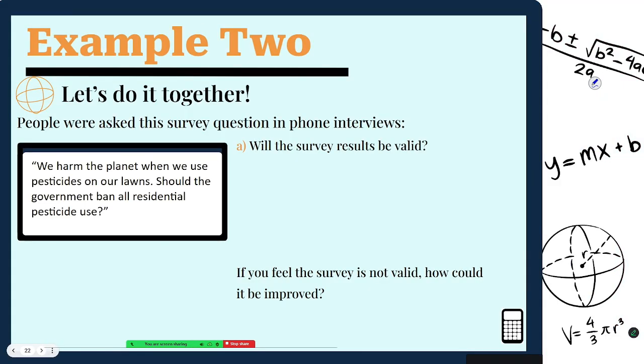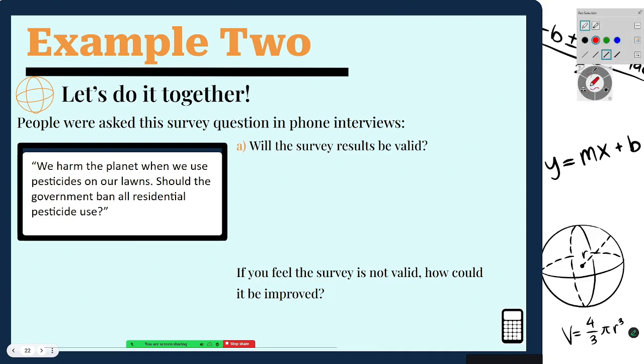So looking at our next example, where people were asked this survey question in phone interviews. The question is, we harm the planet when we use pesticides on our lawns. Should the government ban all residential pesticide use? The first part of the question says, will the survey results be valid? Well, let's look at the wording that's used here.